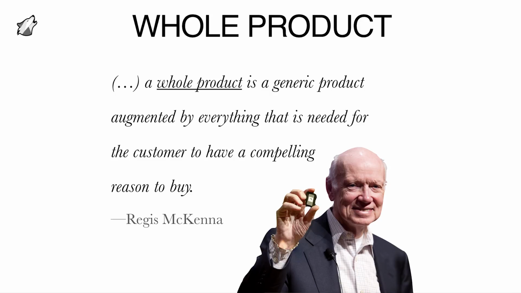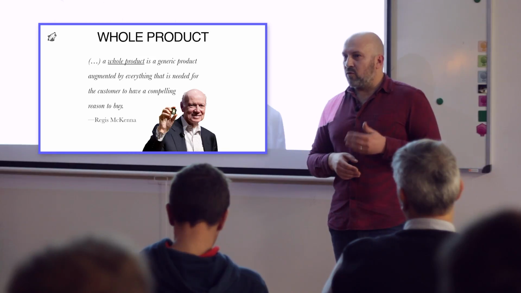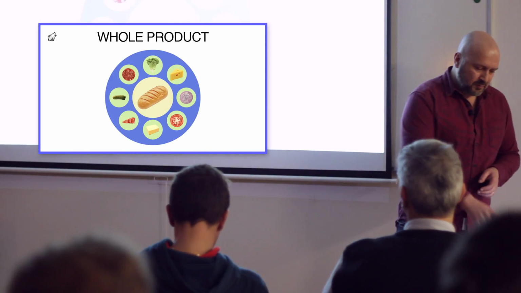So basically, the whole product is one generic product, which can be your product, augmented or enhanced by everything else that a consumer needs or feels the need for in order to buy and consume your product. So in the case of bread, you will think about sandwiches and all the ingredients that you might want to have in your sandwich.